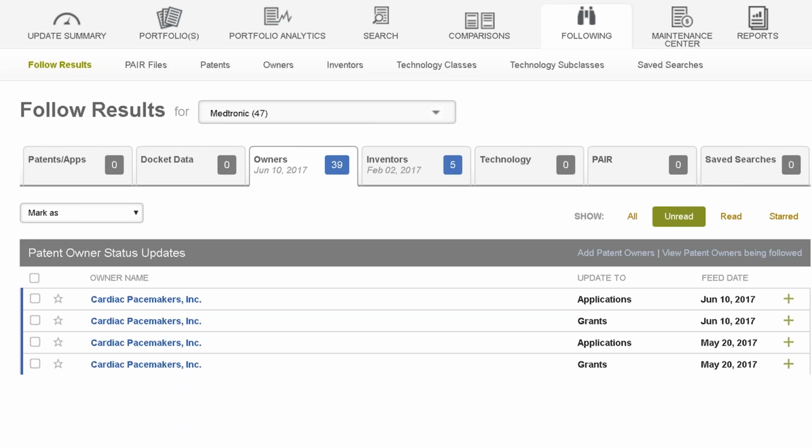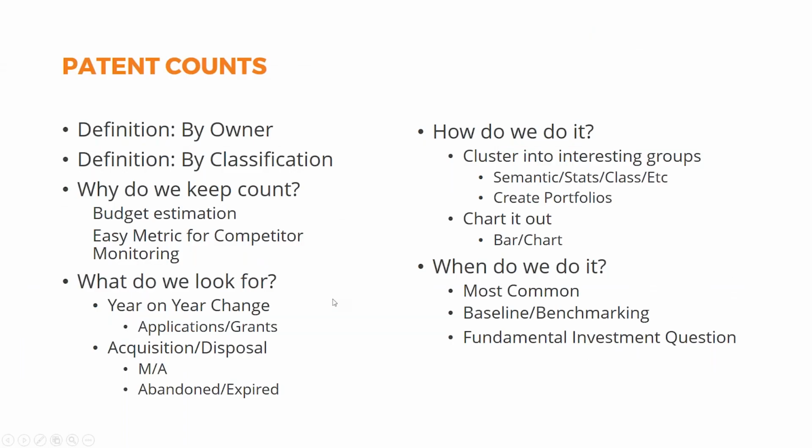So let's jump on to the next slide here. I'm going to try to keep this crisp and fast. We'll talk about patent counts. We do patent counts. It's probably one of the most basic formats of patent analysis: how many do they have, in a number of different formats.